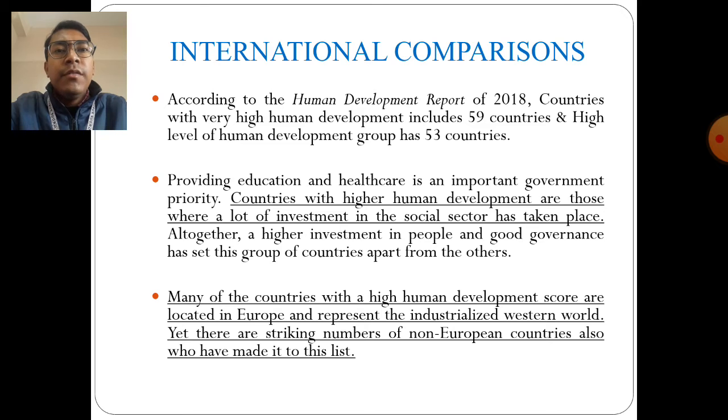So for every country, the role of the government is to provide better education and healthcare facilities to the people. Here you can see that the countries having a very high or high level of human development are those where a lot of investment in the social sector has taken place, where the government has invested a lot of money in the social sector such as education, health, infrastructure, etc.